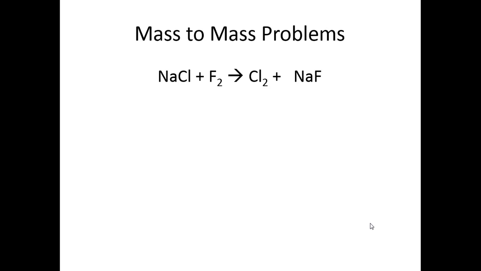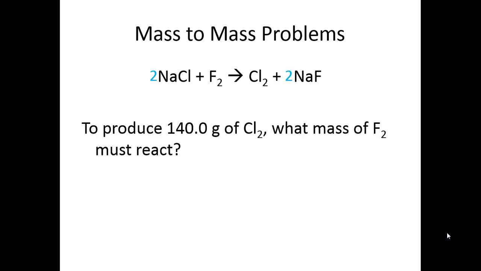Next example has a new equation. So for this new equation, we need to check and see if it's balanced. It's not, so we need 2 NaCl and 2 NaF. Now we're ready for our example question. To produce 140 grams of chlorine, what mass of fluorine must react? Look at what you're given in the question. 140 grams of chlorine. Start with that.